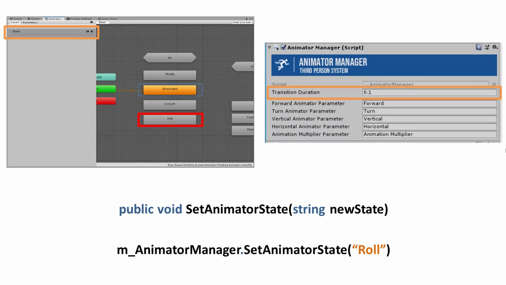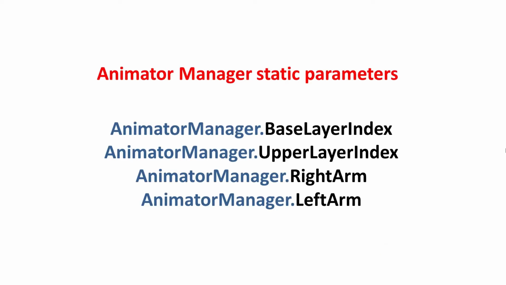Animator Manager has static properties for layers. You can call them directly by code. They are listed here.